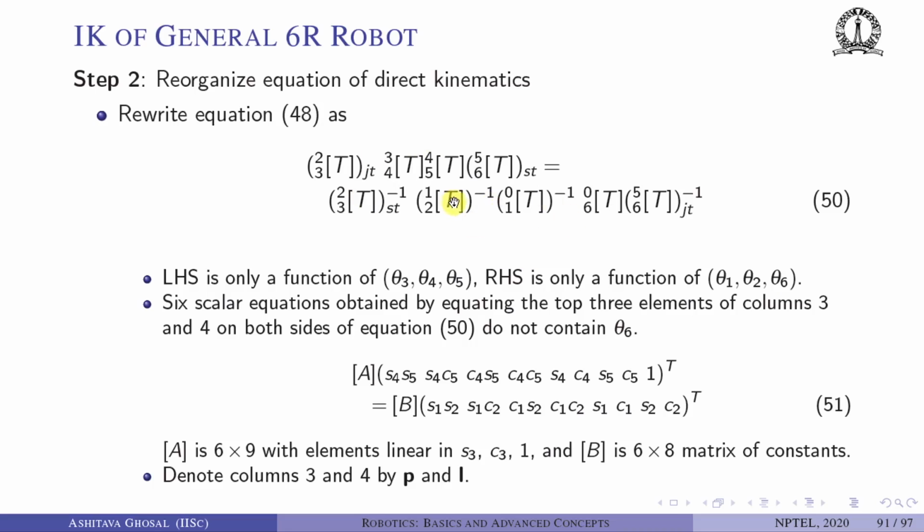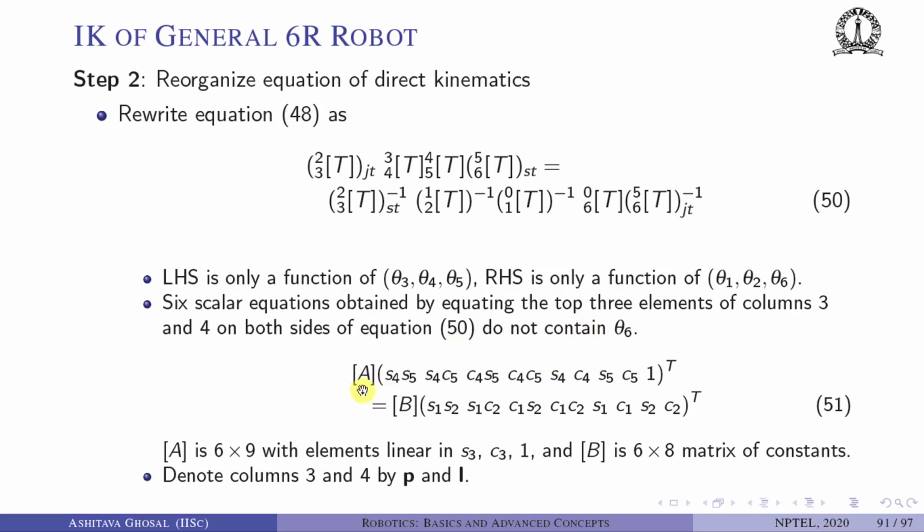So this is a link transformation matrix equation. There are 6 independent scalar equations in this matrix equation. Remember, the last row is 0 0 0 1, so there is nothing in it. Out of the top 3 by 3 and the last 3 by 1 column, we can only get 3 plus 3, 6 independent equations. These 6 scalar equations are obtained by equating the top 3 elements of the 3rd and 4th columns, the orientation and the position, on both sides of equation 50. So they do not contain theta 6.